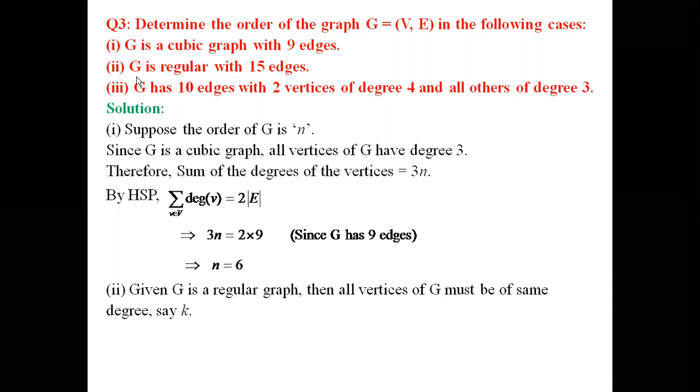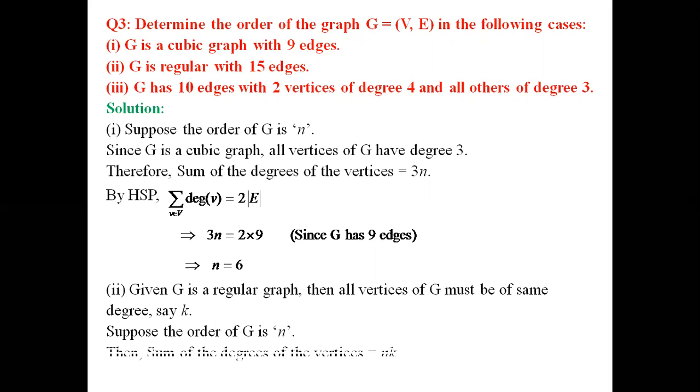Second sub question. It is given G is a regular graph with 15 edges. Since G is a regular graph, the degree of all the vertices is equal to, say, k. According to the definition of a regular graph, the degree of every vertex must be the same, say k. It is given there are 15 edges in that graph. Suppose the order of the graph is n again, the total number of vertices we are assuming as n.